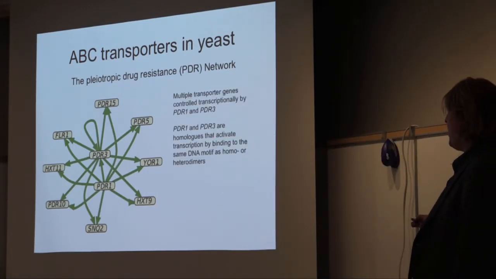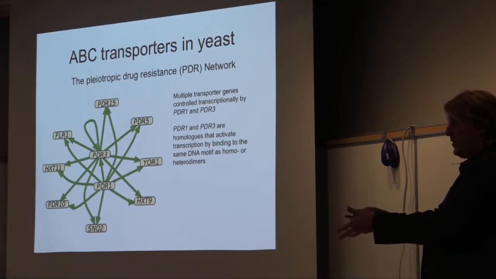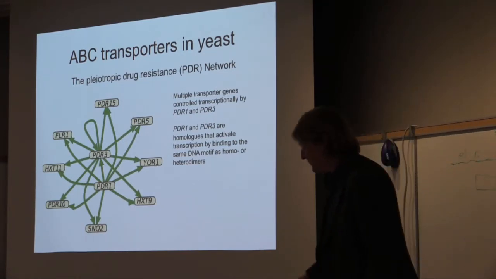PDR1 and PDR3 are highly conserved homologs. They're very similar to one another, and they're both transcriptional activators. They bind to the same DNA motif, and they either bind as homodimers or heterodimers. So they can form a complex with one another and bind, or they can bind on their own.